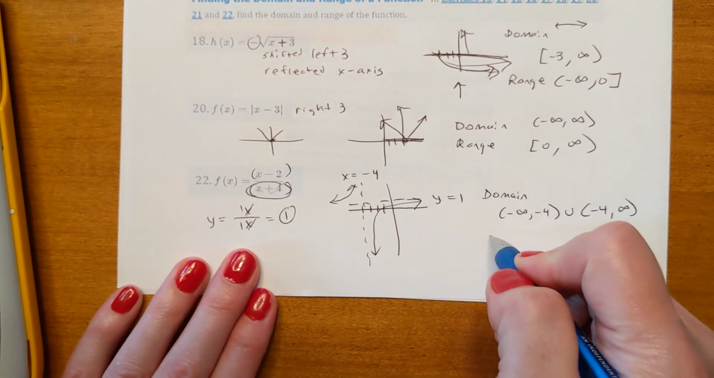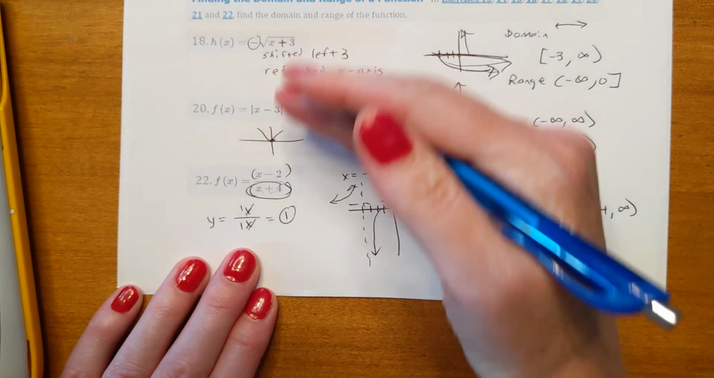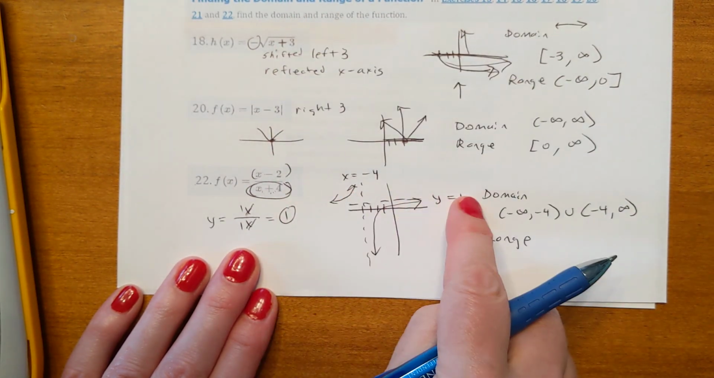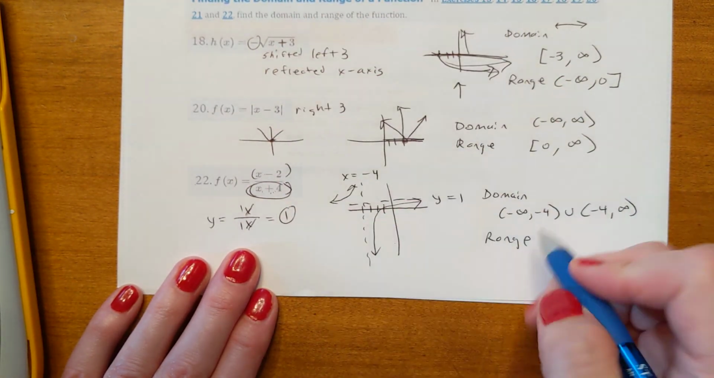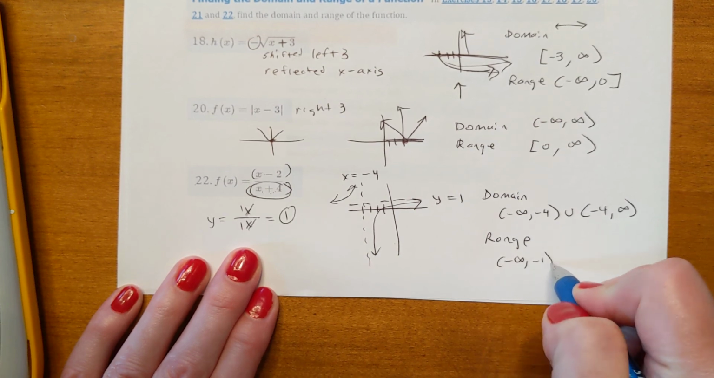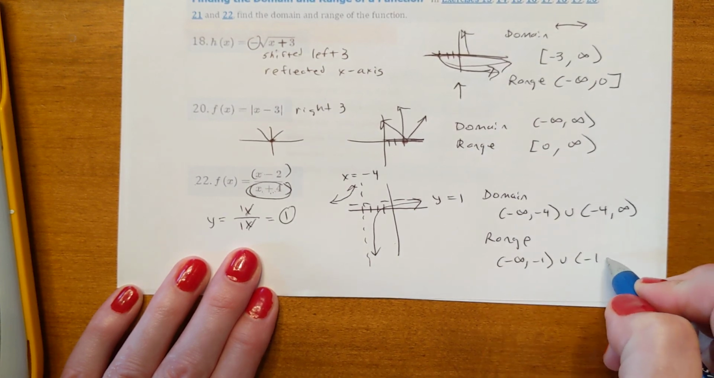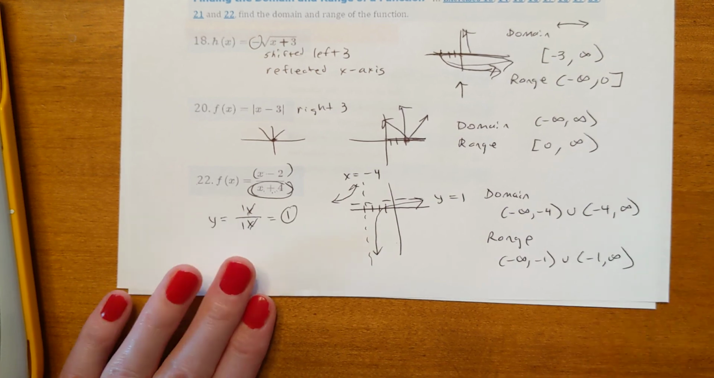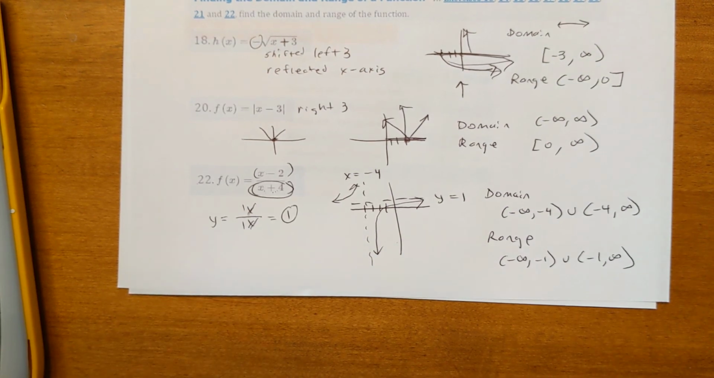And then the range, likewise, going up and down. We're going to miss this y equals 1 going up and down. So negative infinity to 1, union of 1 to infinity. Or you could say all real numbers except for 1.